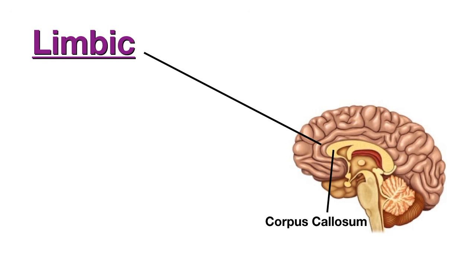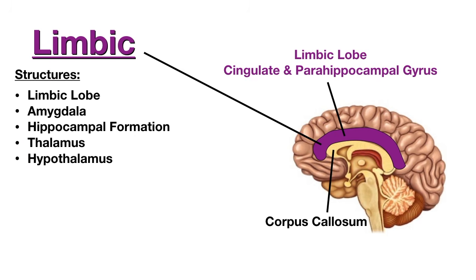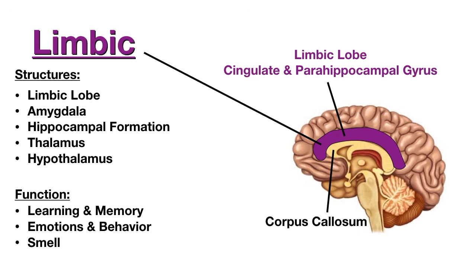We talked about that at the beginning of the video. The corpus callosum is what connects the right and left hemispheres of the cerebrum. And then surrounding the corpus callosum, deep inside the cerebrum, because we're looking at a sagittal side view of the inside of the brain, we've got the limbic lobe. And the main components of the limbic lobe include the cingulate and perihippocampal gyrus. Again, the limbic lobe is just one structure of many that make up the limbic system that we'll talk about in a different video. And these include the limbic lobe, amygdala, hippocampal formation, thalamus, and hypothalamus. The primary functions of the limbic system include learning and memory, emotions and behavior, and smell.